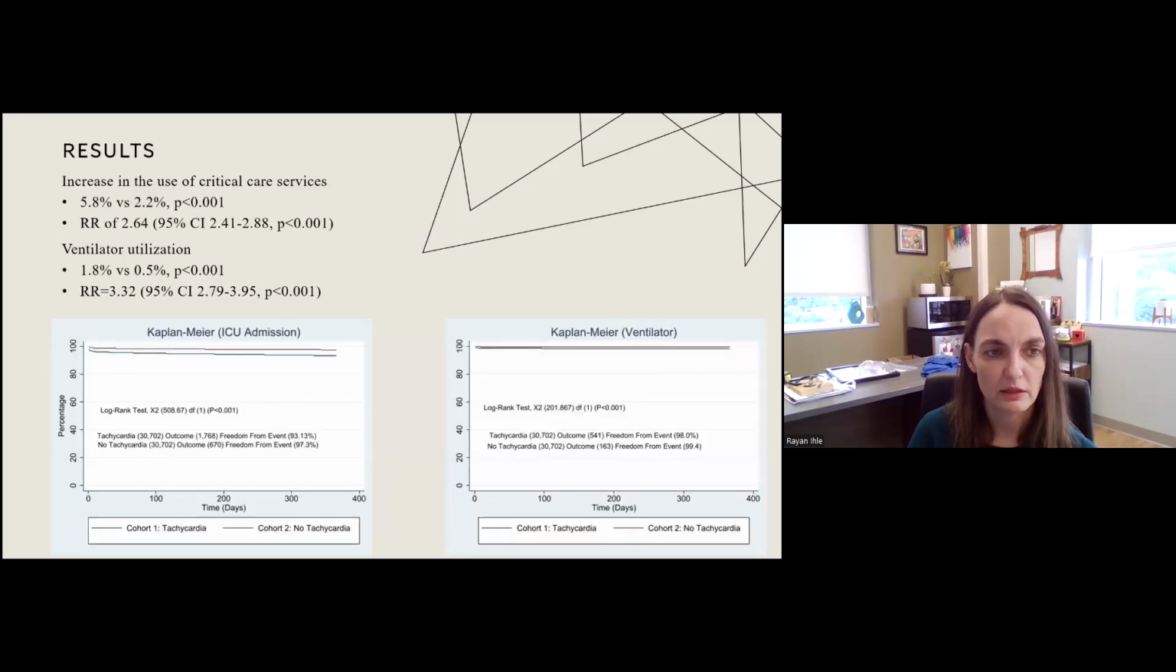We also looked at the use of critical care resources, including ICU admission and ventilator utilization. Both of these were also significant in the tachycardia group. Again, more than double the amount of critical care services at 1 year, with a relative risk of 2.6, 5.8% versus 2.2%. And ventilator use was more than 3 times at a relative risk of 3.32. You can see the ventilator utilization was 1.8 versus 0.5% in the non-tachycardia group.